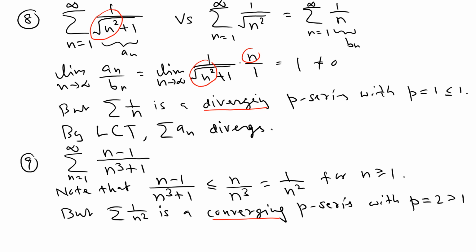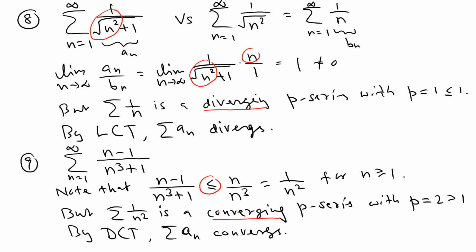So by the direct comparison test, you can see the larger one, that's the large one, converges. So that means the smaller has to converge. Okay, by the comparison test, the original series sigma an converges.